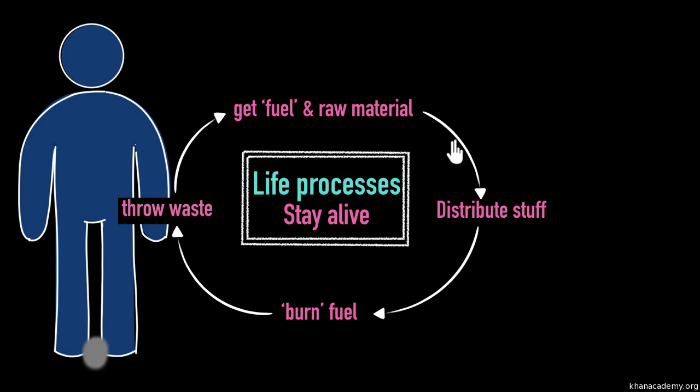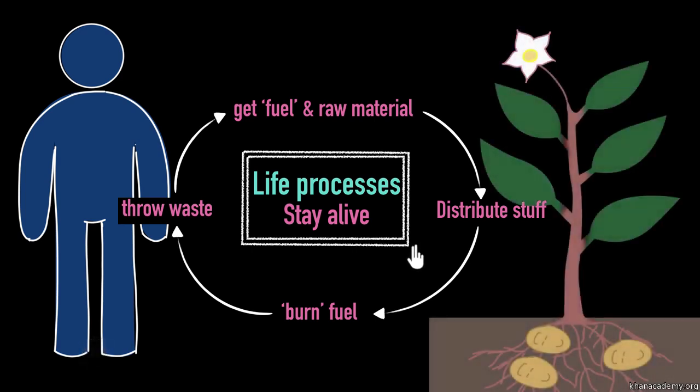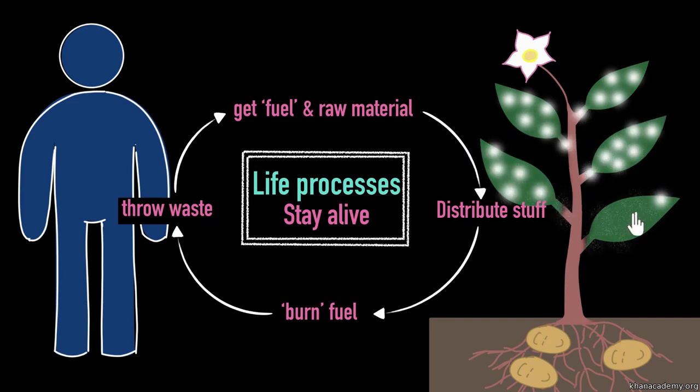Now, before we look at the technical names of these processes, let's see if the same things happen in plants as well. So, do plants need to get fuel and raw materials? Yes, they do. The difference is they don't eat, they use the energy of the sunlight and some raw materials around to generate their own fuel. We'll learn later that this is called photosynthesis, and the fuel that they generate is glucose molecules. But again, don't worry too much about that right now. We'll just call that fuel.